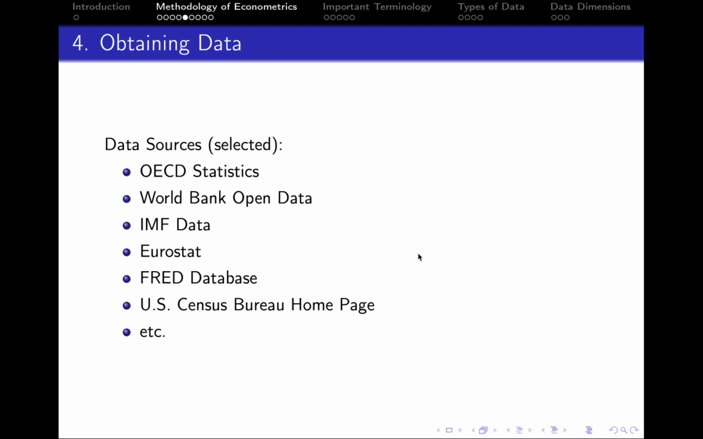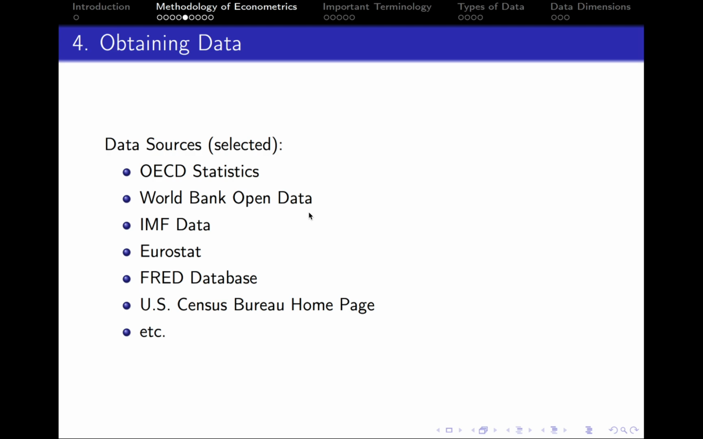Anyway, there are other data sources, reliable data sources, by the way. You should use only reliable data sources. So if you're not sure which one is reliable, you can always ask me, or to be on the safe side, you can just use one of those mentioned here.